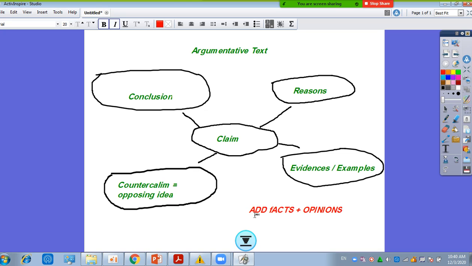We are going to study it in details, but the general outline of the argumentative text. What should it have? It should have a claim. You should support your claim with a lot of reasons, evidence, and examples. And you also have to present the counterclaim, the opposing idea of your point of view, in order to not give a chance for your reader to think about any different opinion. And then you conclude your writing by restating your claim again, but in a different way.